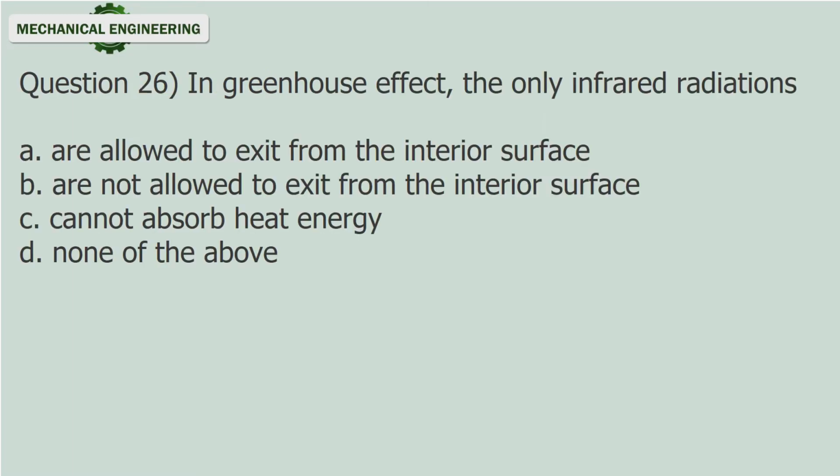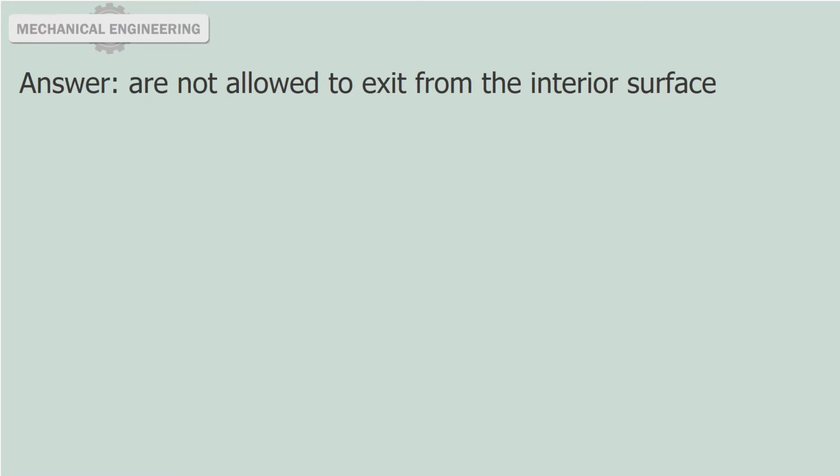Question 26. In greenhouse effect, the infrared radiations A. Are allowed to exit from the interior surface. B. Are not allowed to exit from the interior surface. C. Cannot absorb heat energy. D. None of the above. Answer: are not allowed to exit from the interior surface.